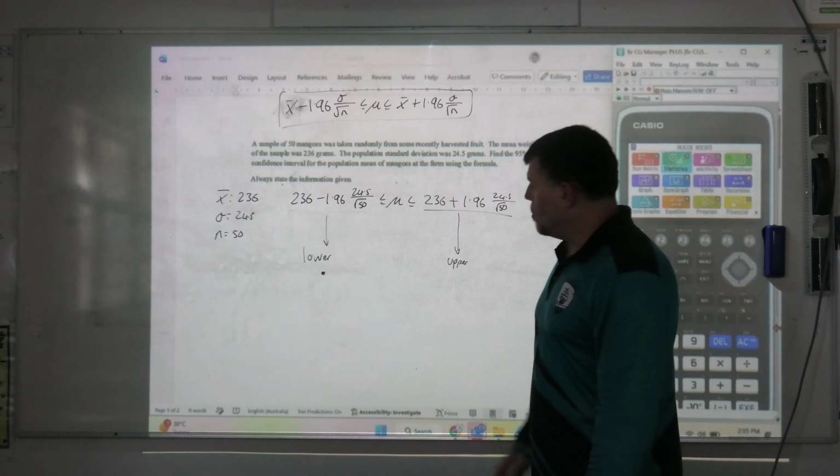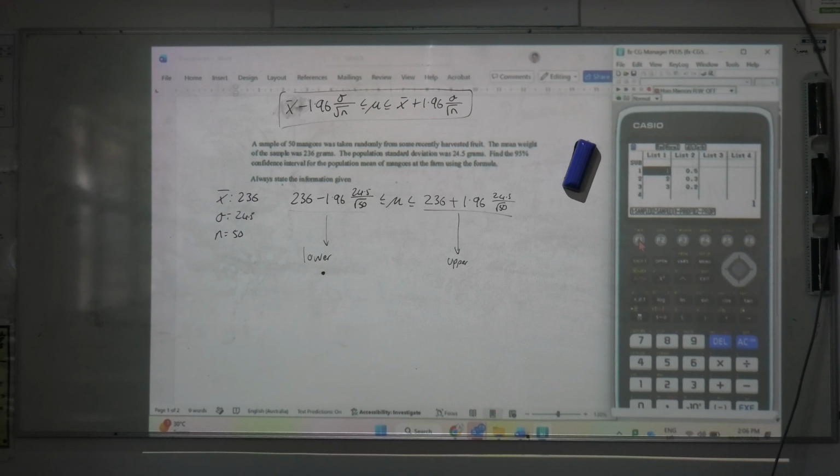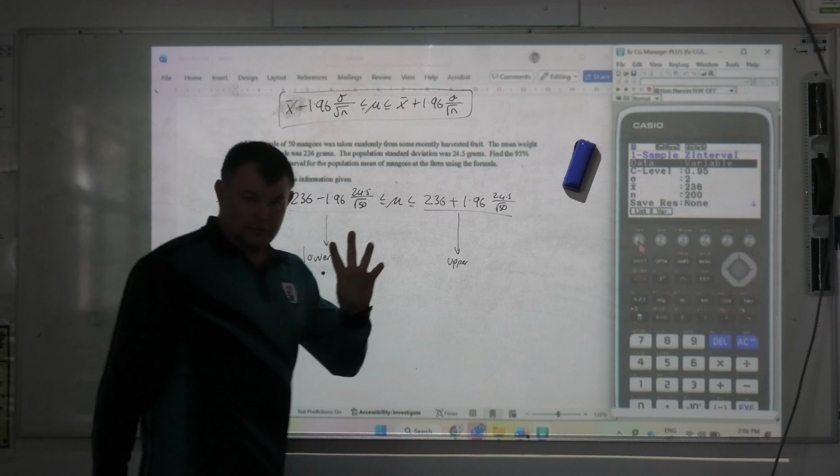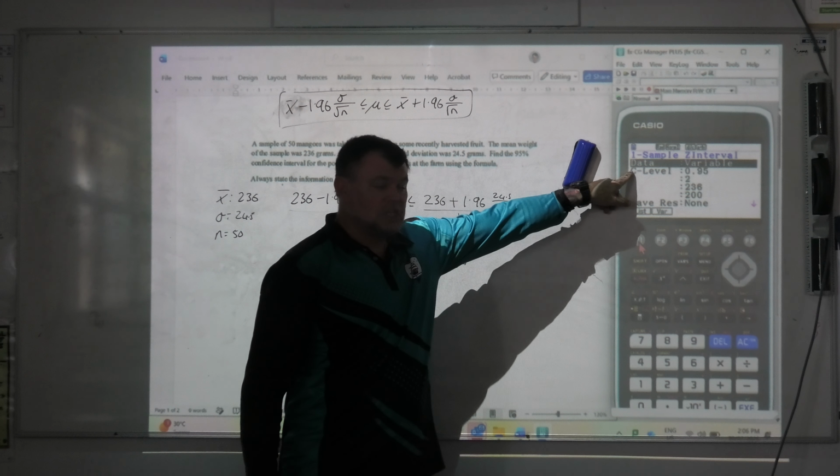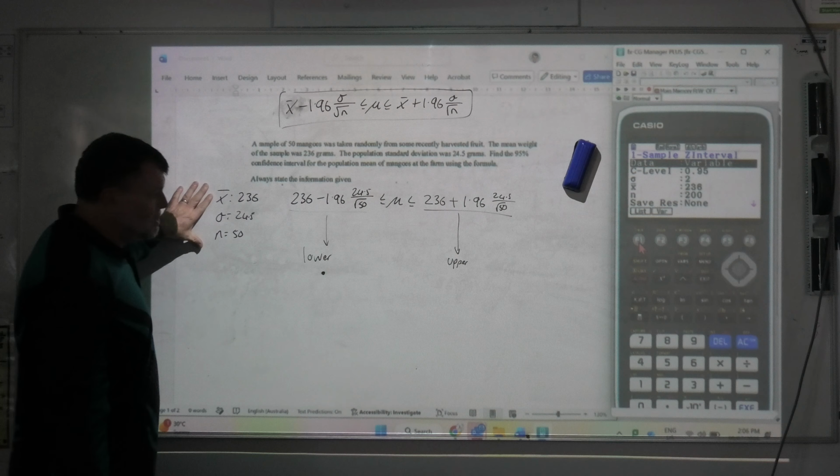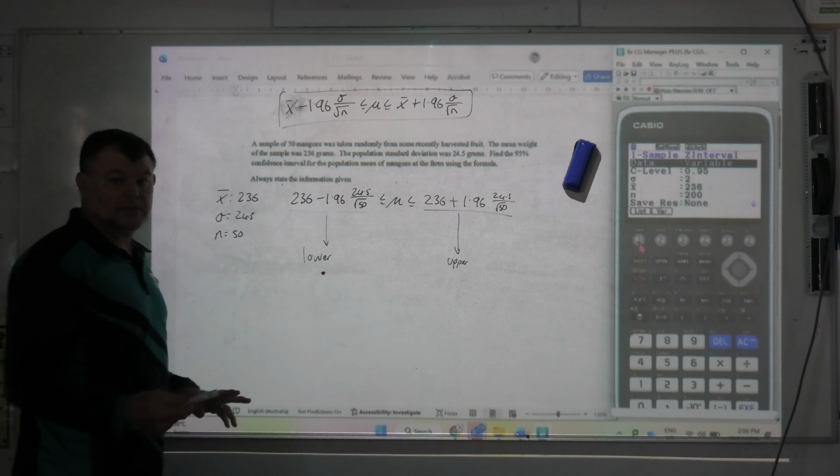On our graphics calculator, what we use in this instance is we're going to come straight back to statistics. Click on statistics. This time we want to go into INTR. So we click on F4 for INTR, Z, and then one sample. You will know you're in the right place if you've got four things: the C-level, which is your confidence level, 95%, your standard deviation, your sample mean, and your sample size. If you don't see all those on this screen, then you've done something incorrect.